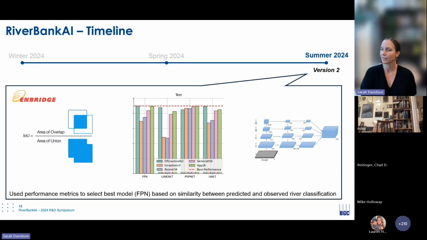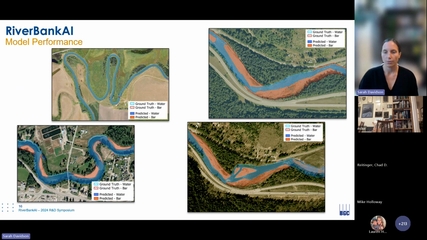We looked at about 20 different potential model architectures and actually came up with a new one that was different from what had been used in the hackathon project. We originally used a UNet architecture and found that the FPN worked better. This is just showing the results that we're getting from it now.